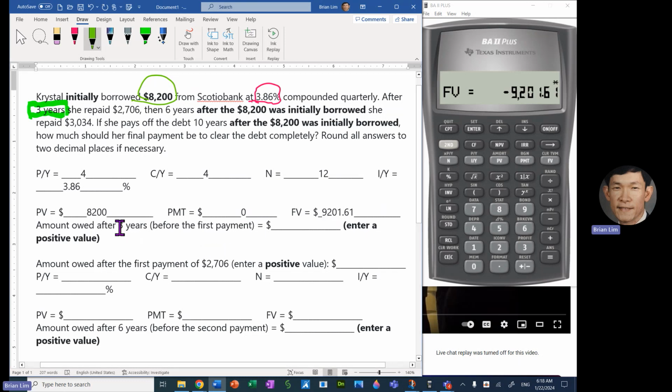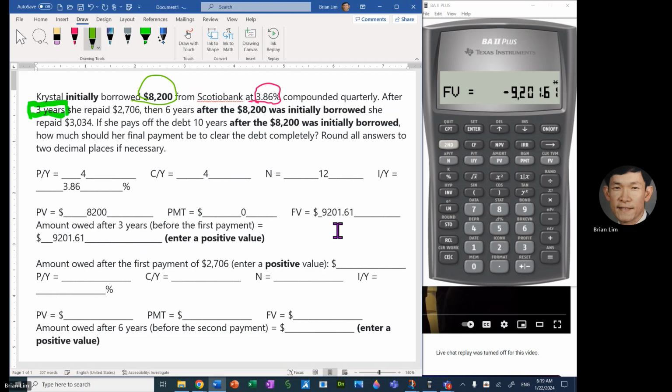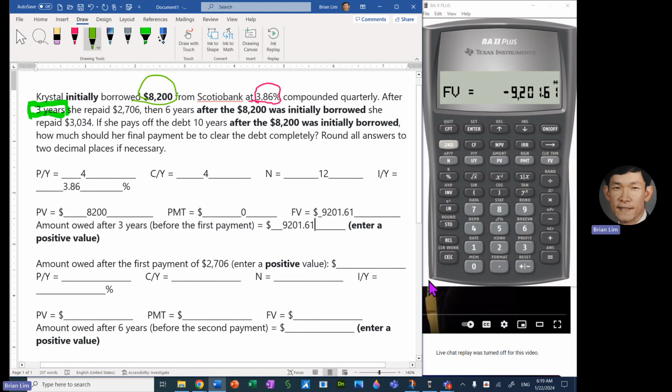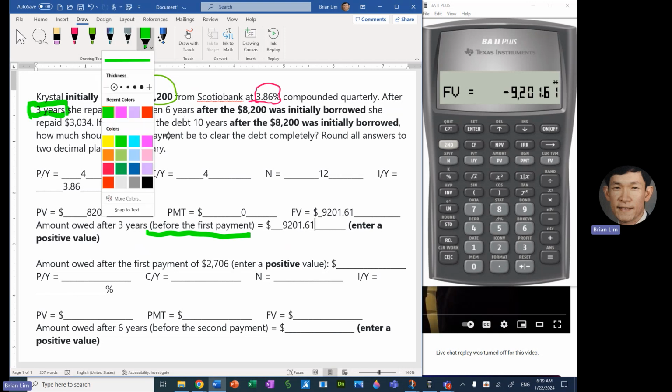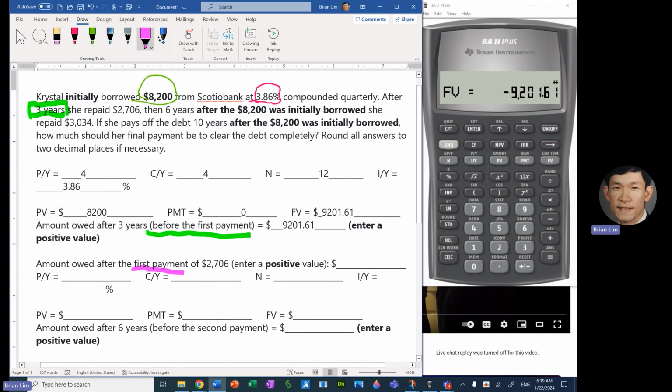Now, after 3 years, what is owing? Well, it's actually this amount of money right here. So if you wish, you could copy that number and then paste it right into here. All right, so it's after 3 years, but it is before the first payment. So now the first payment is what number? The first payment is this number right here.